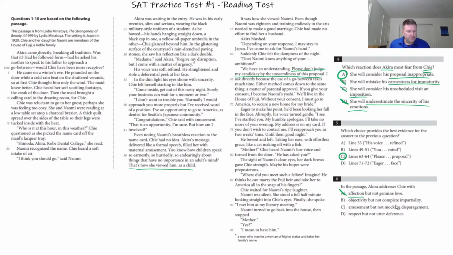Objectivity but not complete impartiality. This isn't really a case of being objective, right? He's making a very serious request to a mother outside the norms of tradition, right? There's nothing to be really objective about, so you can eliminate B for that reason. Is Akira addressing her with amusement? No, there's no levity or joy in this passage. It's pretty serious, right? So definitely not this.